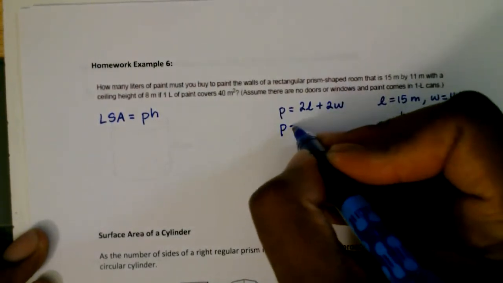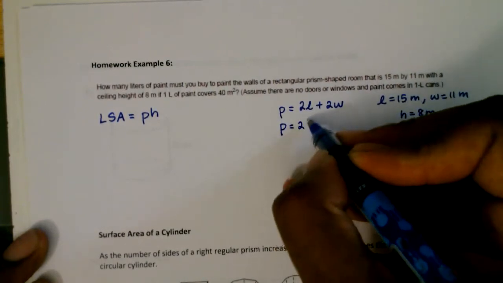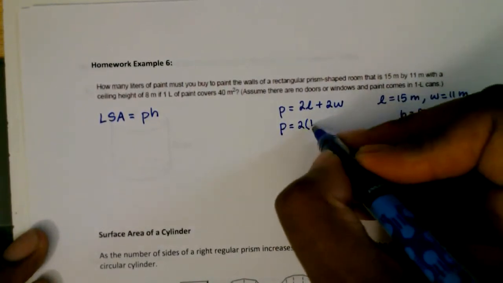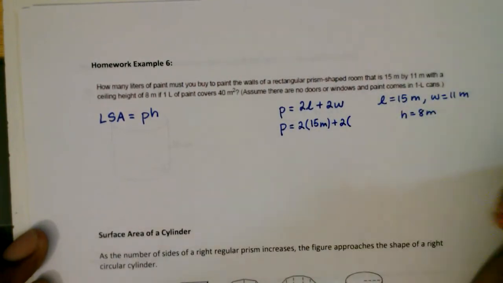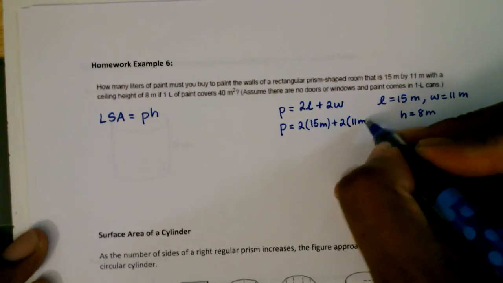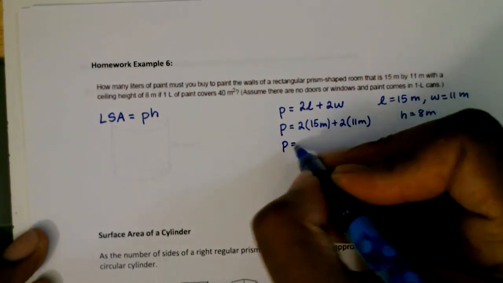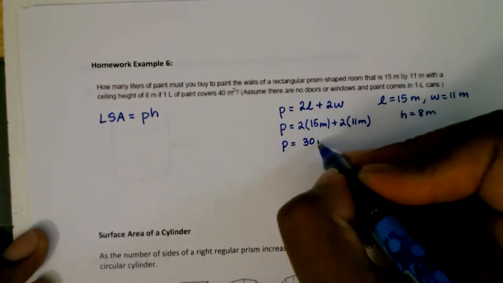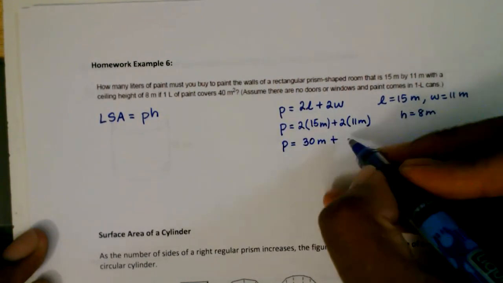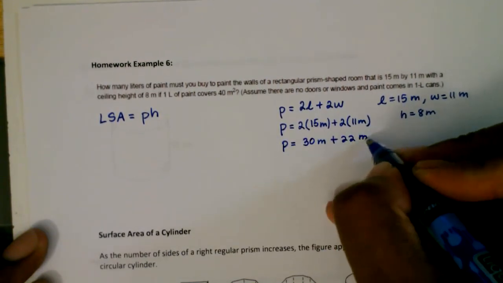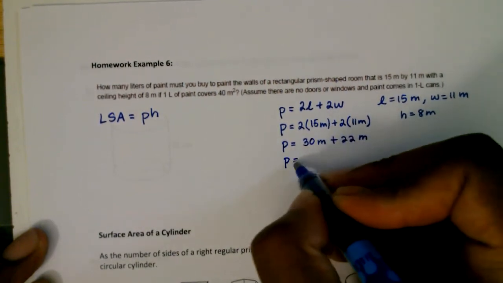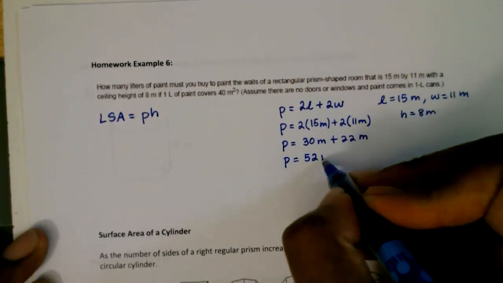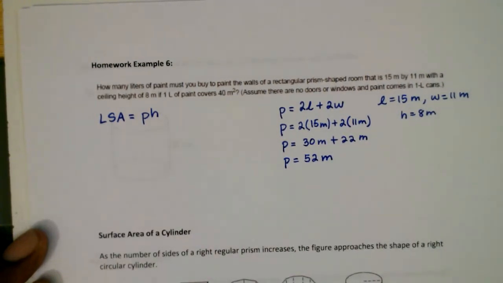So to find that perimeter, P is equal to 2 times your length, which is 15 meters, plus 2 times the width, which is 11 meters. 2 times 15 is 30 meters. 2 times 11 would be 22 meters. 30 and 22 adds up to 52. So the perimeter is going to be 52 meters. And our height is just plain 8 meters.